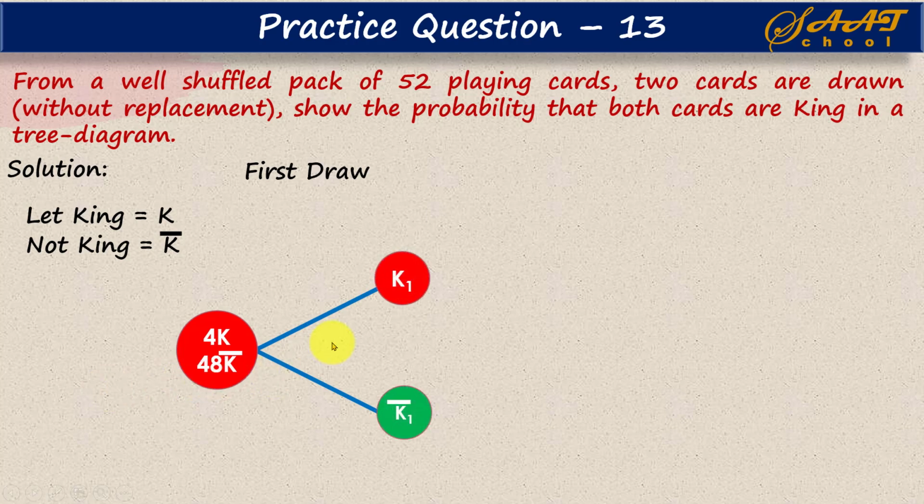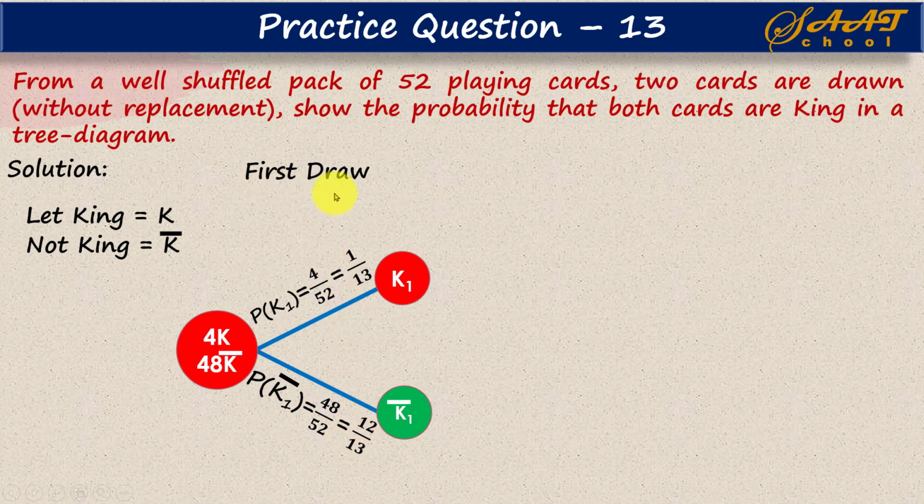We simply make branches like this. This is the branch for probability of king in the first draw, and this is the branch for probability of not king in the first draw. Again, this is for probability of king in the first draw, and this is probability of not king in the first draw. As we have 4 king, the probability of king will be 4 by 52, which is 1 by 13. Now to find the probability of not king, that should be 48 by 52, which is again 12 by 13.